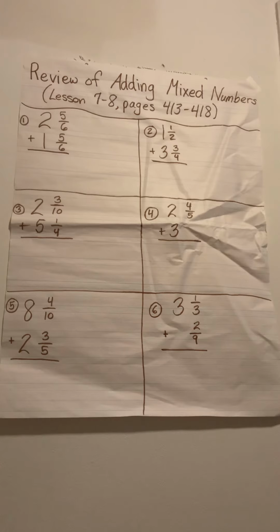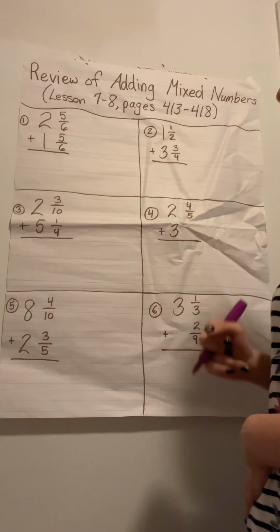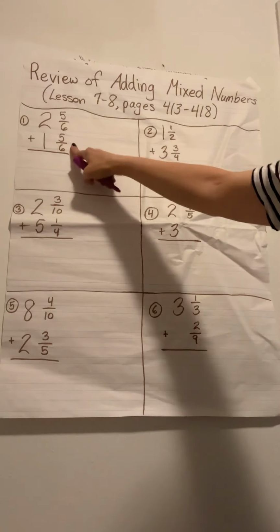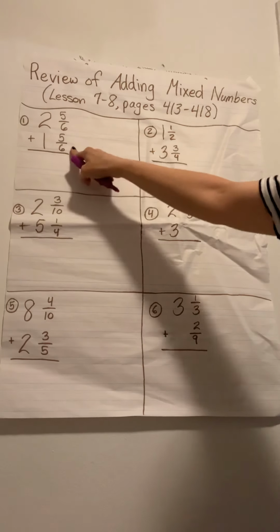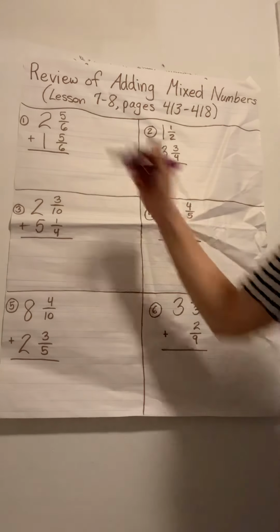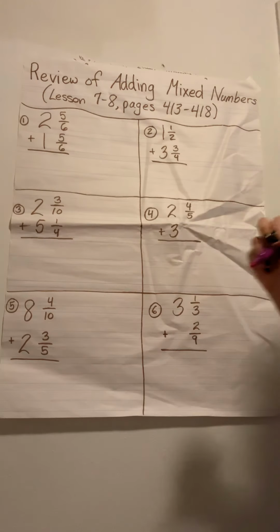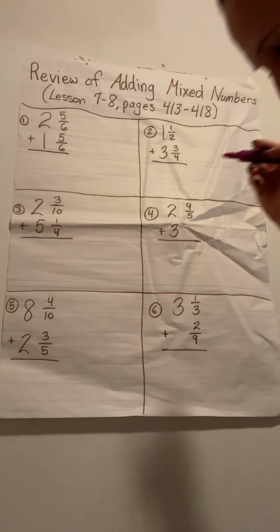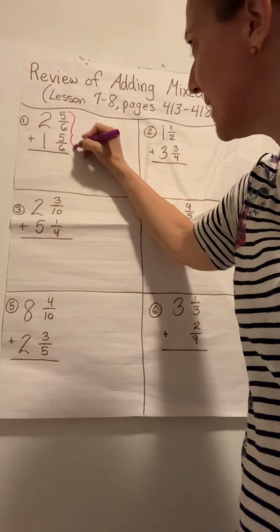Problem number 1 here, I have 2 and 5/6 plus 1 and 5/6. So again, step 1 is to check for my fraction parts. I have 5/6 plus 5/6. Is the denominator the same? Yes. So that makes it easy. I eliminate that step and I can just add them together.